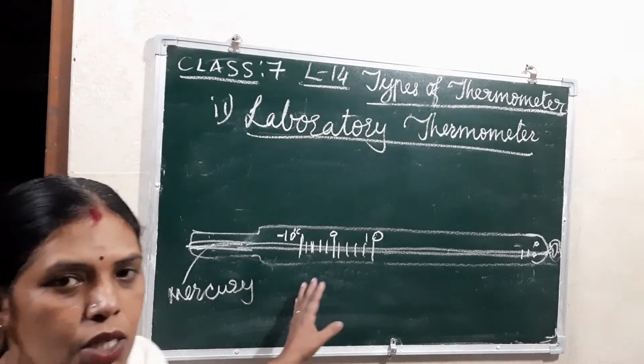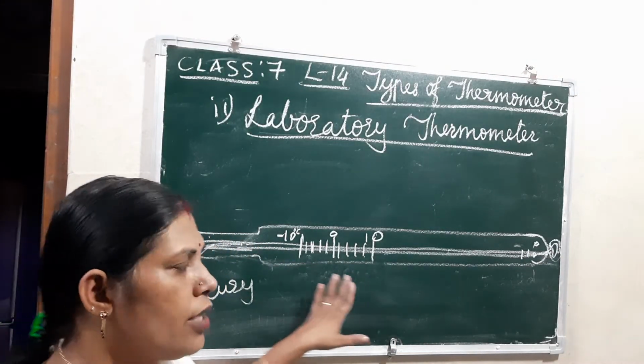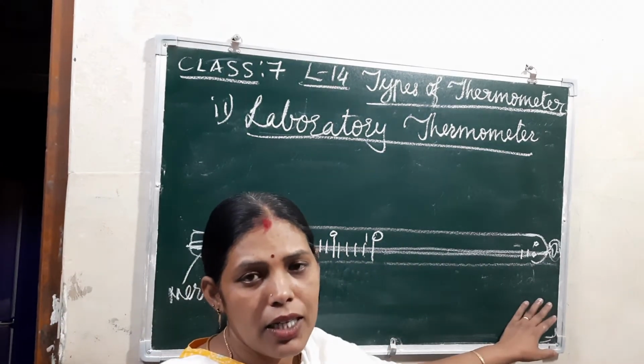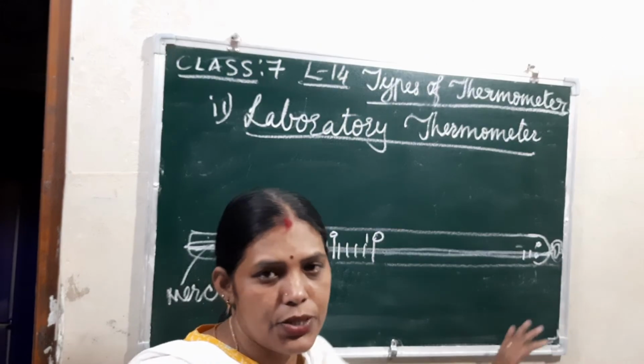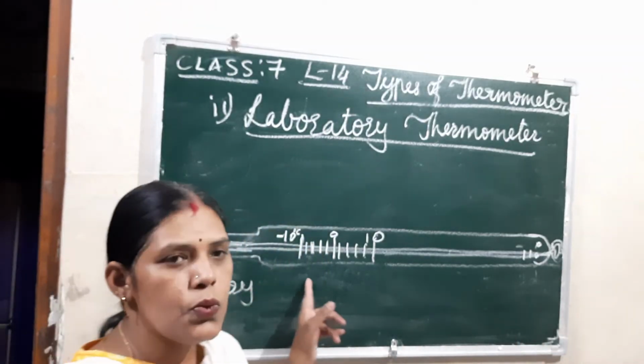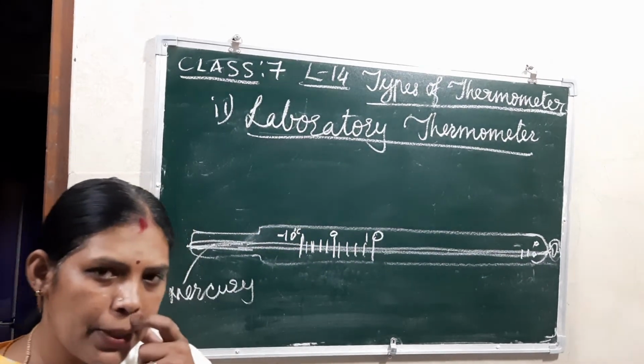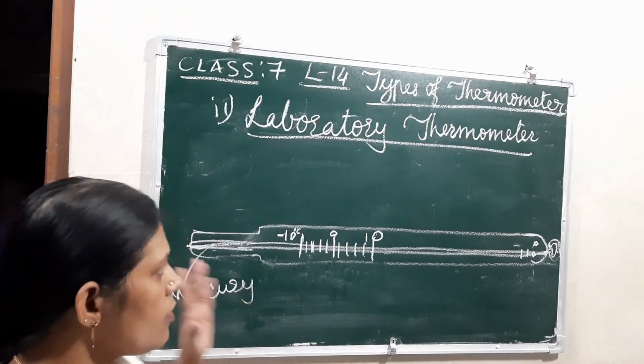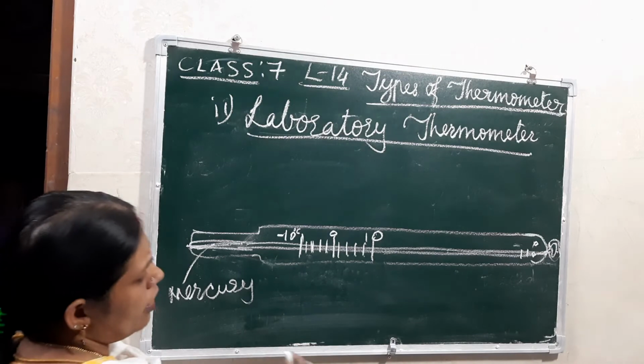So what is the range here? The range of this thermometer is minus 10 degrees to 110 degrees Celsius. It is used to measure the temperature of an object. How can we measure it? For this, take a jar.